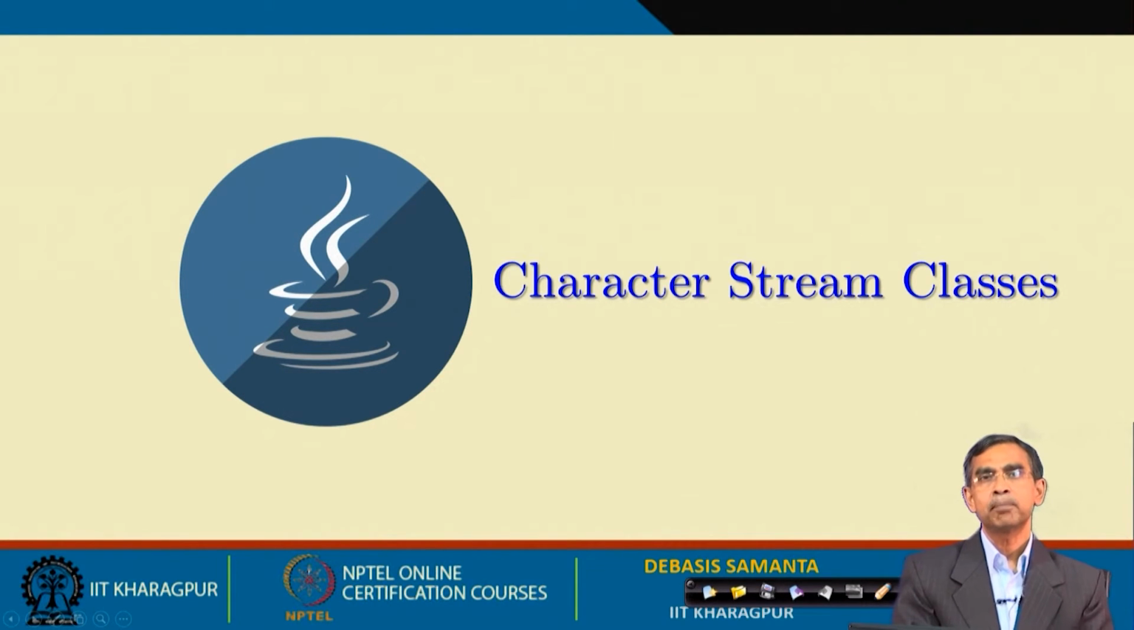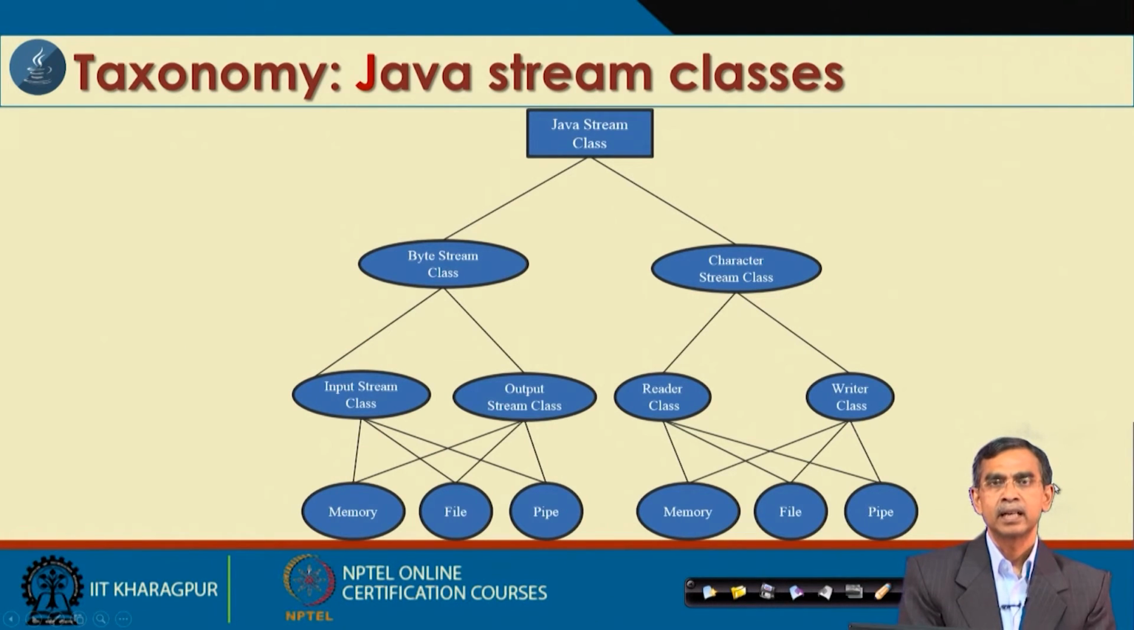So, these are the byte stream classes, which read in byte form. Now, another way of input output streaming is called character stream classes. There are many different methods, and broadly all the character stream classes can be divided into the reader class and the writer class. The reader class, just like the input stream classes, will read data in the form of characters from a memory location, from a file, or from a network channel.